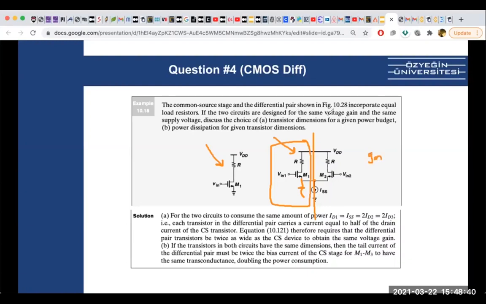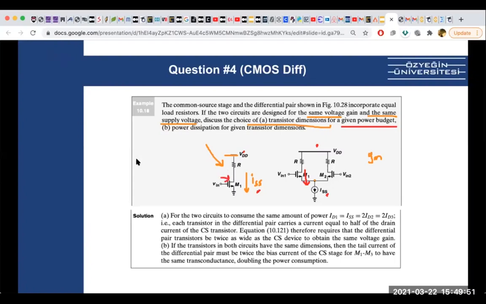Right? If two circuits are designed for the same voltage gain and same supply, discuss the choice of transistor dimensions for a given power budget. So for a given power budget, that means same supply voltage, they should have the same current. So if I call this ISS, and this circuit is also ISS, right? DC wise. So now they have the same power budget. So given power budget, VDD times ISS, VDD times ISS. The ISS over 2 is flowing here, right? From one circuit. So basically, this is half of this transistor's current.